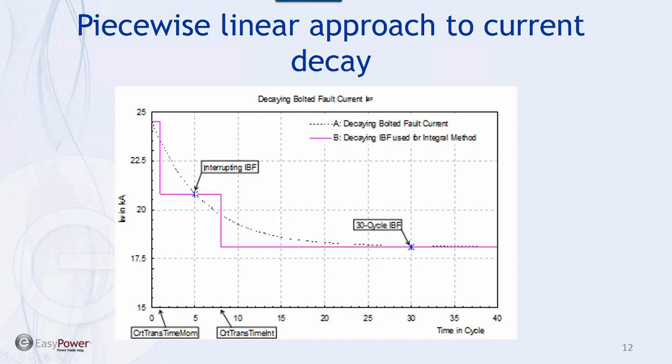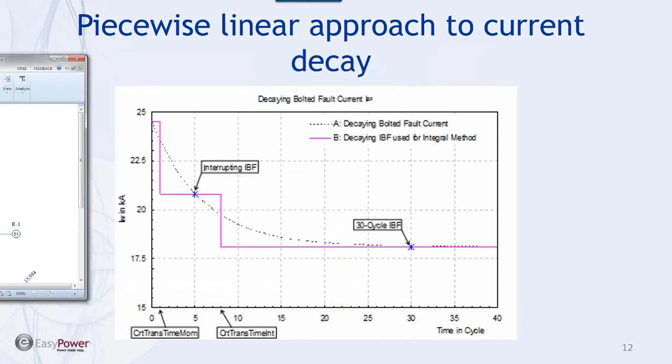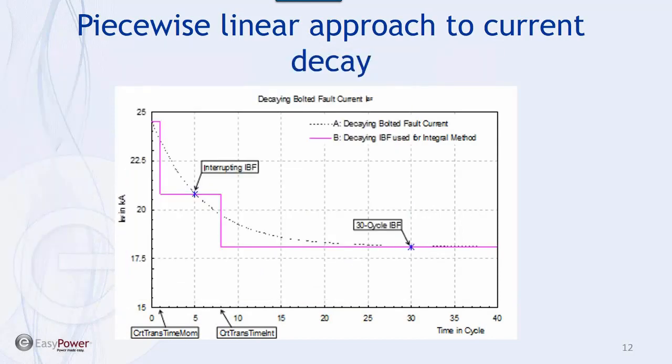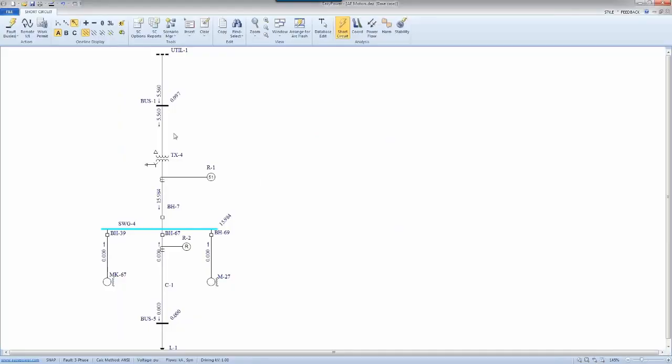Are we here, or here, or here? If we are here, the engine will use the momentary current. If we are here, the engine will use interrupting currents. If we are here, the engine will use 30-cycle values. And in the meanwhile, as this iteration and repetitive calculation approach goes on, any of these trip devices that open up, it would take that branch off and make that contribution zero.